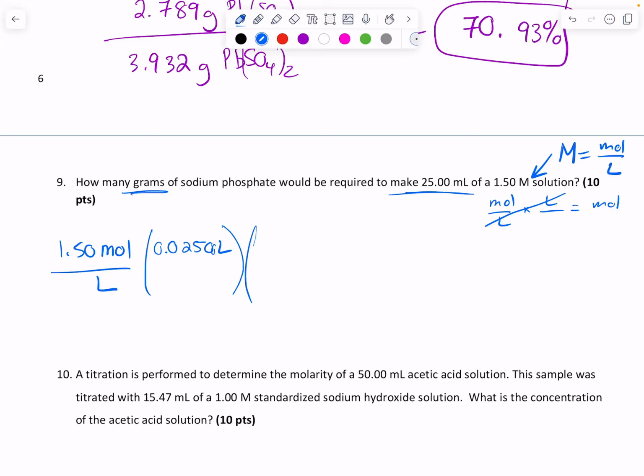Then I'm trying to find grams. So how about I also, at the same step, convert from moles to grams? So 1 mole of sodium phosphate. You actually don't have to know the formula for sodium phosphate to answer this question for the first step, but you do need it for this step. You have to know that phosphate is PO4 3-, which makes this sodium phosphate Na3PO4. Then its molar mass is 163.94 grams. I strongly suggest that you calculate that amount right there.